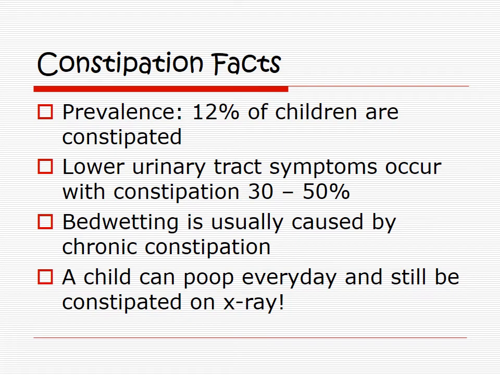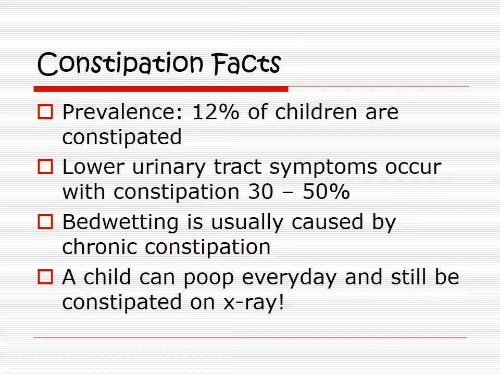So, constipation facts. The prevalence of constipation, according to the literature, is 12% of children are constipated. In my clinical experience, it is much higher than this. It also might be that I just see a lot of the constipated children, but I deal with constipation in children very frequently. Lower urinary tract symptoms occur with constipation, 30 to 50%.